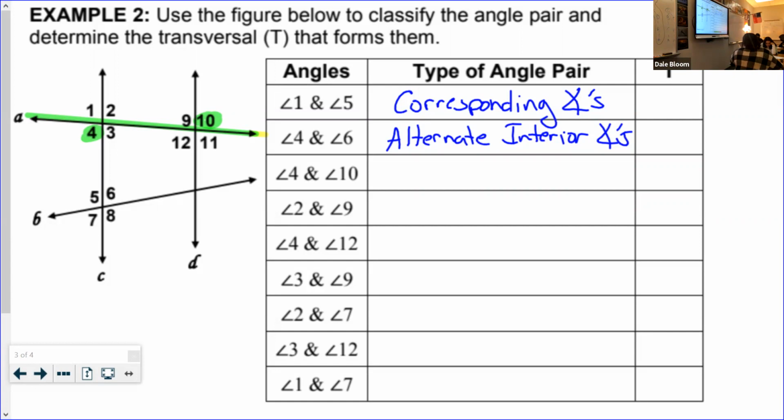Now, once you've identified the transversal, you ask yourself, are they on alternate sides of the transversal, or are they on the same side of that transversal? So they're on either side. So this is alternate. That's where that first word comes from. Now, are they in between the lines or outside? They're outside, so now they're exterior.